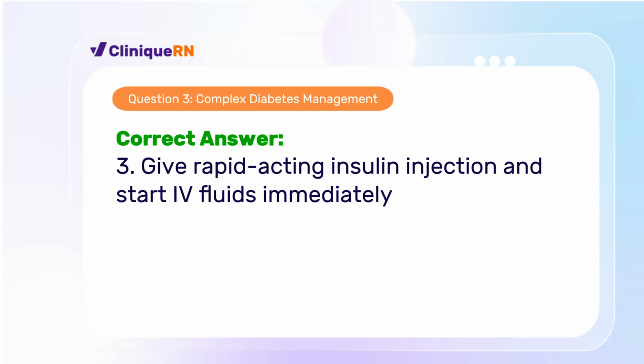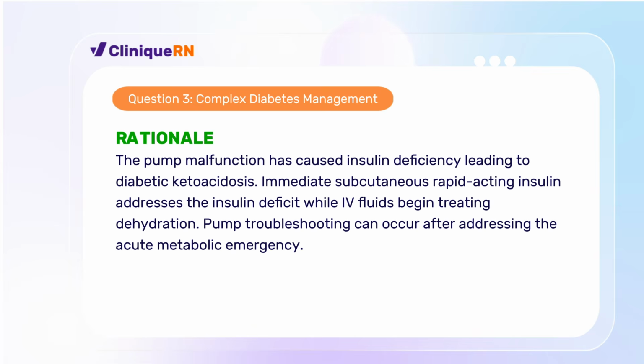The correct answer is 3. Give a rapid-acting insulin injection and start IV fluids immediately. Rationale: the pump malfunction has caused insulin deficiency, leading to diabetic ketoacidosis. Immediate subcutaneous rapid-acting insulin addresses the insulin deficit, while intravenous fluids begin treating dehydration. Pump troubleshooting can occur after addressing the acute metabolic emergency.